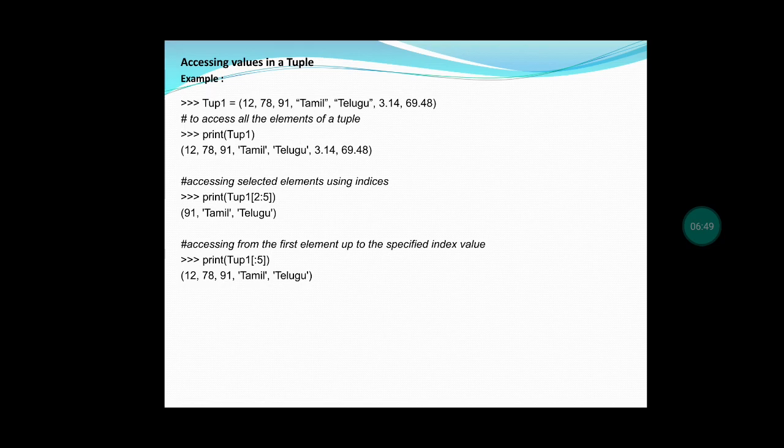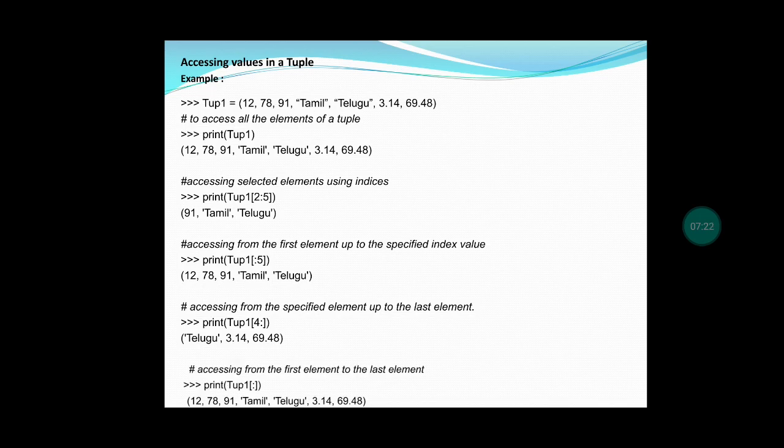In the next example, we can access the specified element up to the last element. That is, the beginning value has been given but the ending value is not given. So we can print from the beginning value, that is 4. At the 4th position Telugu is there. So it starts from Telugu and goes up to the end: Telugu, 3.14, 69.48.